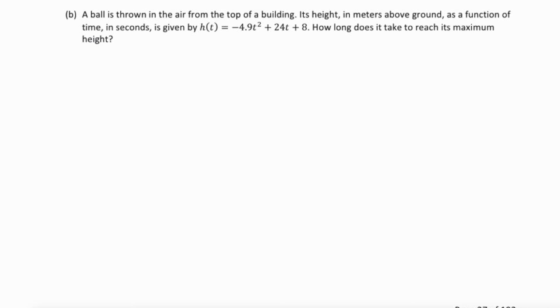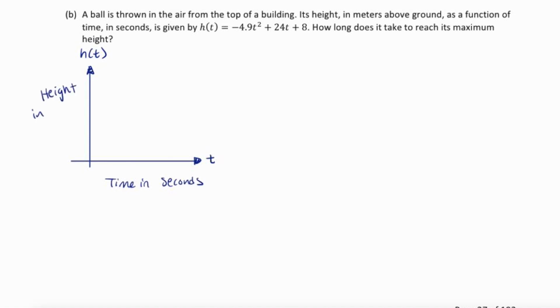Let's start by drawing out a quick sketch. So here's h of t, and here is t. This is time in seconds, and here we have height in meters. So where will it be along the vertical axis? That occurs when t equals 0. And h of 0 is -4.9 times 0 squared plus 24 times 0 plus 8, which equals 8. So that would be about here.